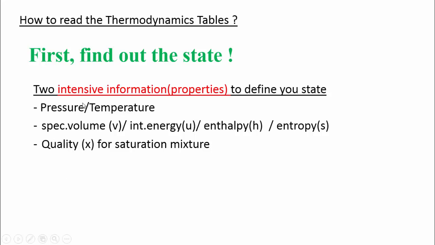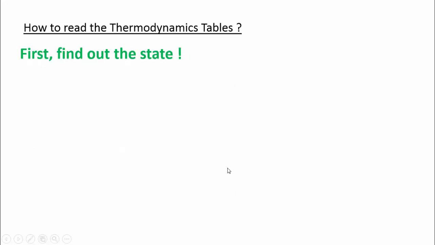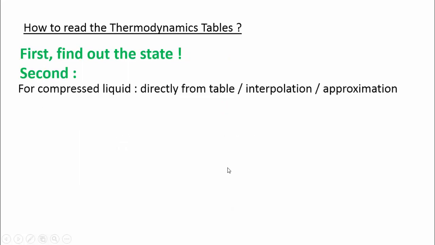To define your state, you need pressure or temperature, or you can have specific volume, or internal energy, or enthalpy, or entropy, or you can have quality if it's given or stated as a saturated mixture. All of this information, you must have at least two to define your state. And one tip here is that the mass cannot help at all because we only need intensive properties. Mass is extensive information, but mass and volume do contribute to specific volume, which is your v, and you can define your state with this.